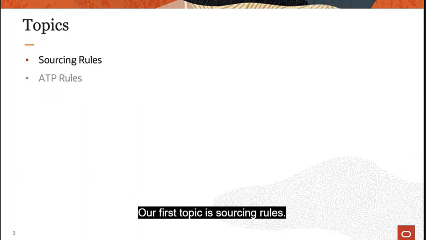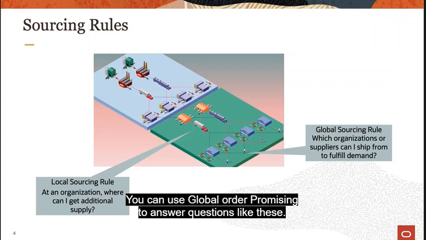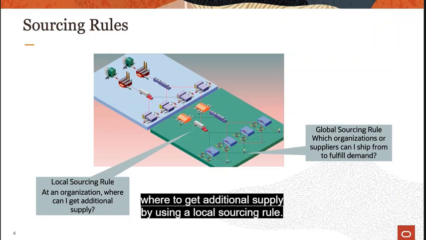Our first topic is sourcing rules. Sourcing rules are part of the supply chain network that global order promising uses to promise orders. You can use global order promising to answer questions like these. At a specific organization, you can determine where to get additional supply by using a local sourcing rule. You can also identify which organizations or suppliers can ship product to fulfill demand by using a global sourcing rule.